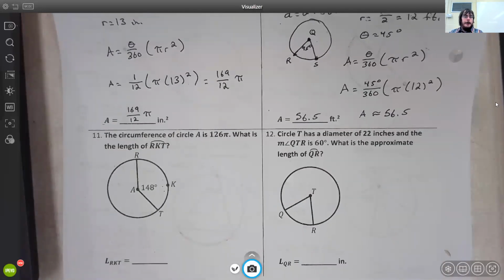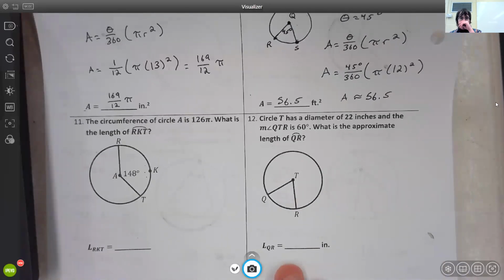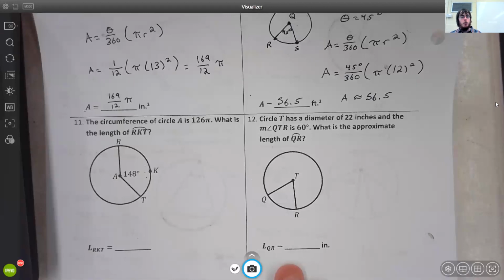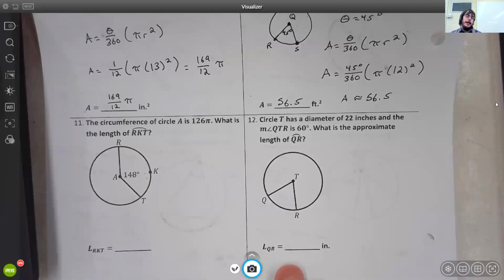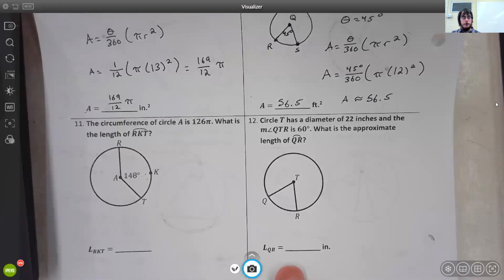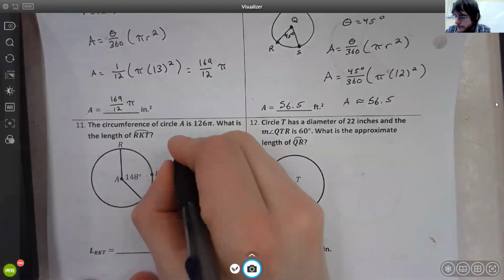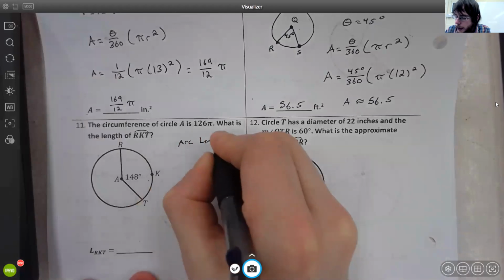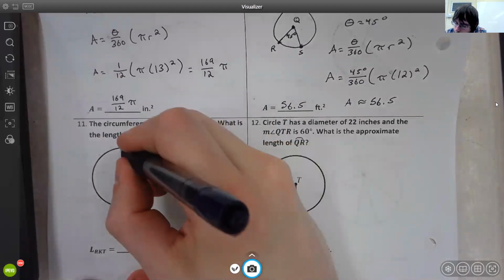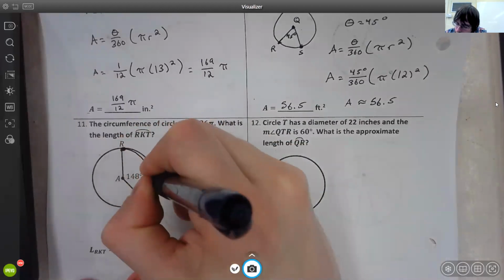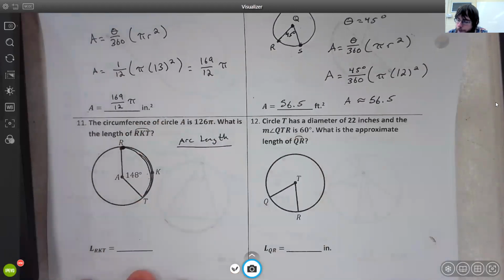All right, number 11, the circumference of circle A is 126 pi. What is the length of RKT? Now I want to point out something here. You'll notice it says length and not degree measure. So whenever it says length, you're looking for arc length if it's talking about an arc. So you're looking for the length of RKT, so this arc here.